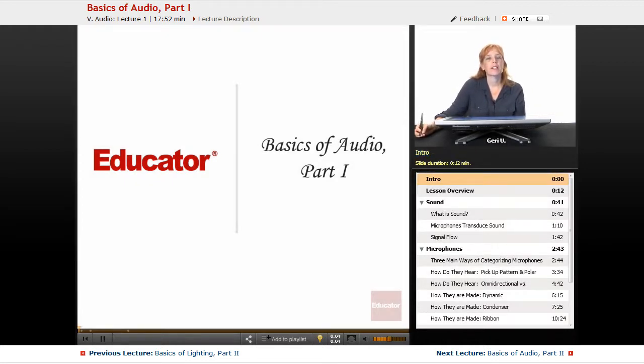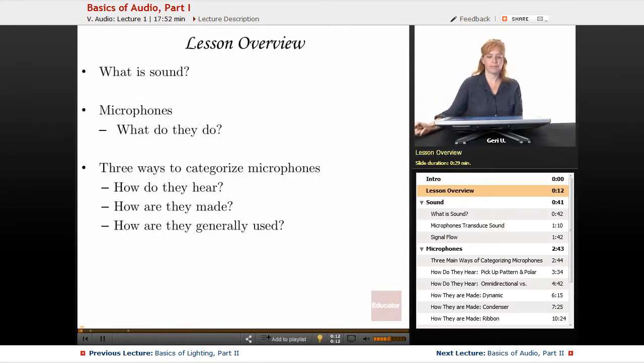Today we are going to be discussing the basics of audio. This is going to be part one of a two-part lesson. In part one of the basics of audio, today we are going to be discussing what is sound. We're going to define it for ourselves.